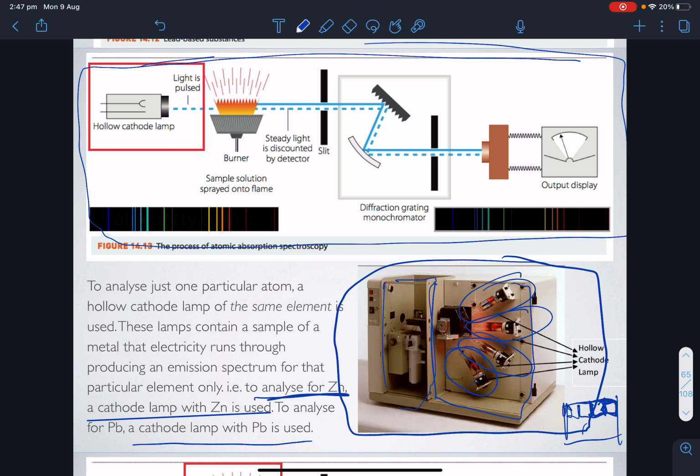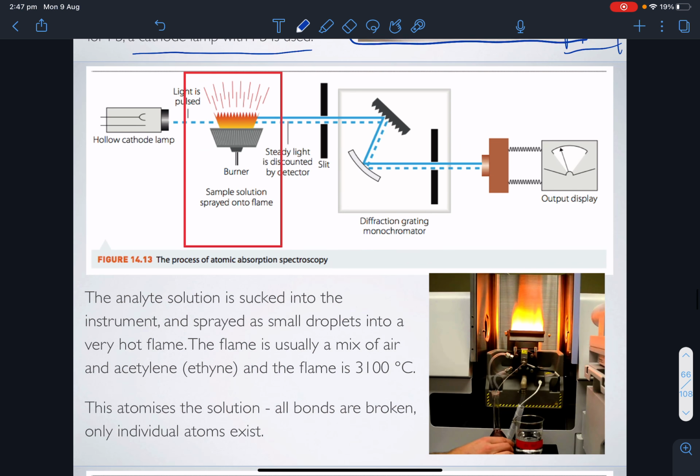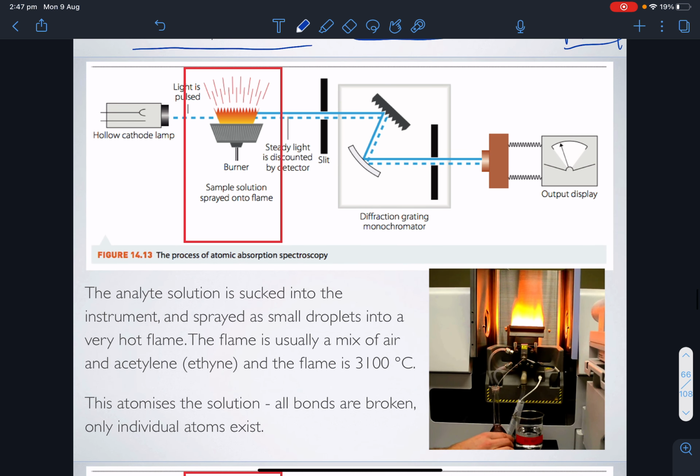So the lamp needs to be the same as what you're analyzing for, okay? So the hollow cathode lamp up here, electricity comes in, that analyte metal is there, and it produces and outputs one of these spectra that's going to follow this dotted path. So the light is pulsed as well, okay? The next thing in our diagram is the burner or the flame, okay?